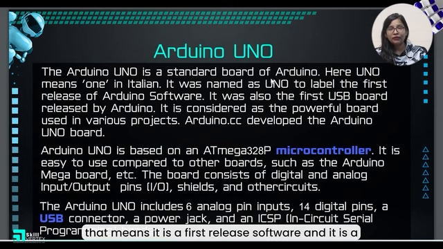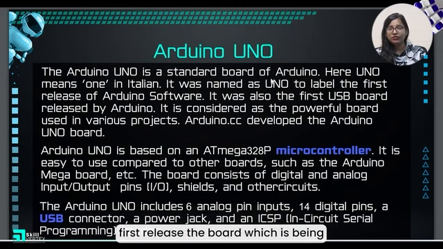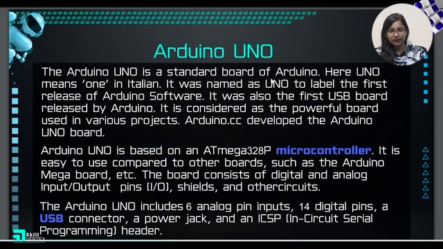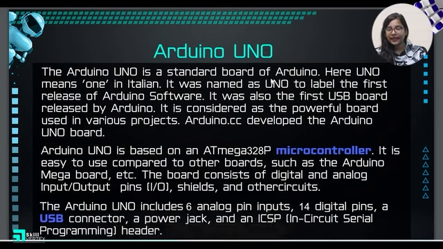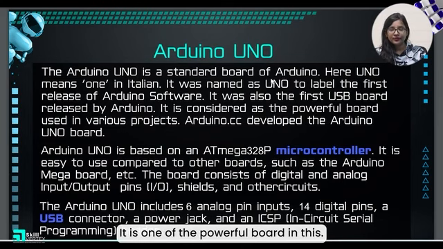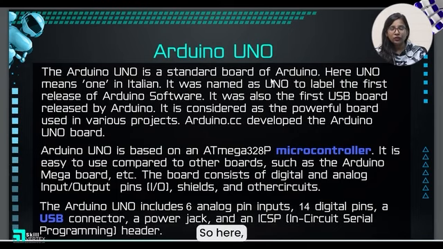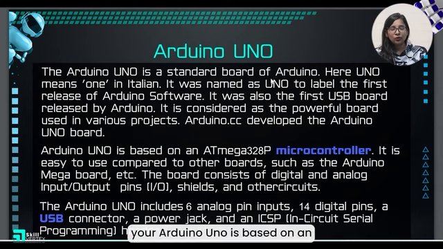That means it is the first release of the software, and it is the first release of the board developed by Arduino.cc. It was also the first USB board released by Arduino. It is considered a powerful board that is used in various projects. It is one of the powerful boards, developed by Arduino.cc, as I told you before. Your Arduino Uno is based on an Atmega 328P microcontroller.